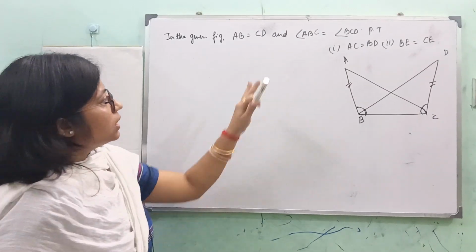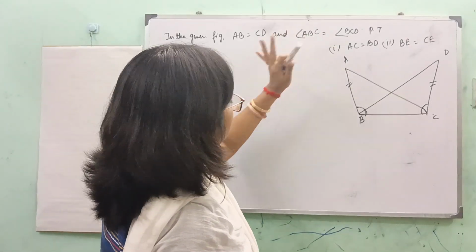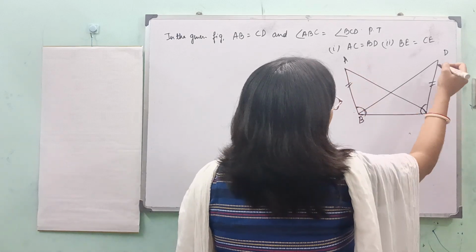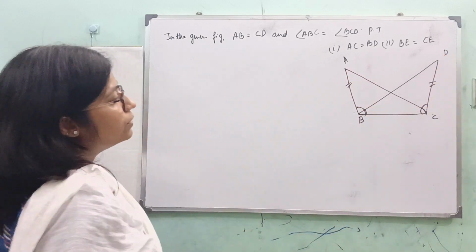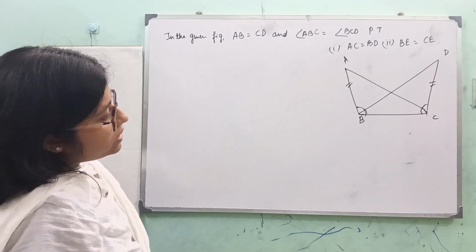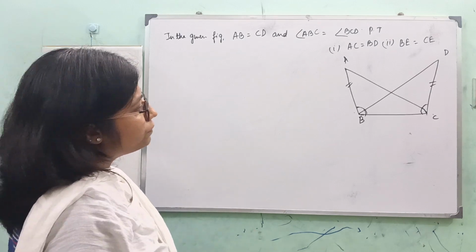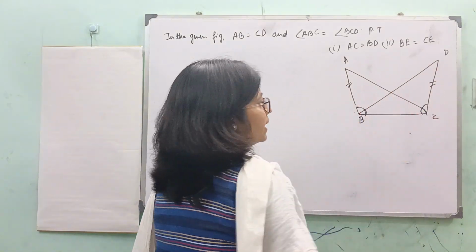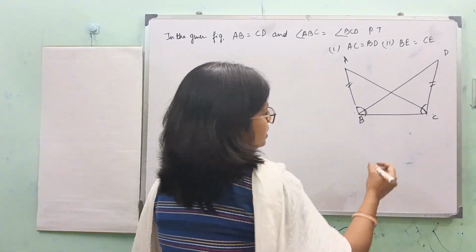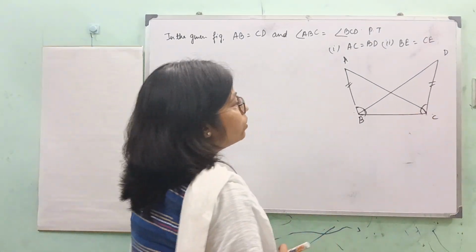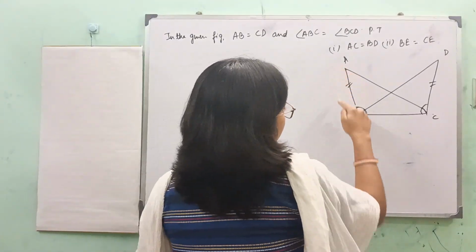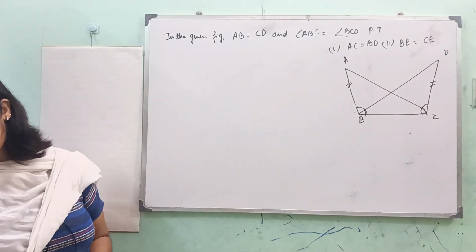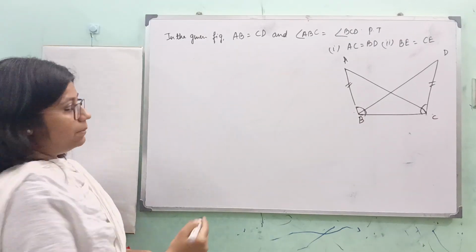If you see the given sides and the arc sides, they are part of the triangles ABC and DCB. So we'll prove the congruency of these two. But do we have sufficient conditions to prove the congruency? We can see these two sides are the same, these two angles are the same, and one more thing you can see is that the side BC is common to both the triangles, triangles ABC and DCB. So we are going to prove the congruency of triangle ABC and triangle DCB.